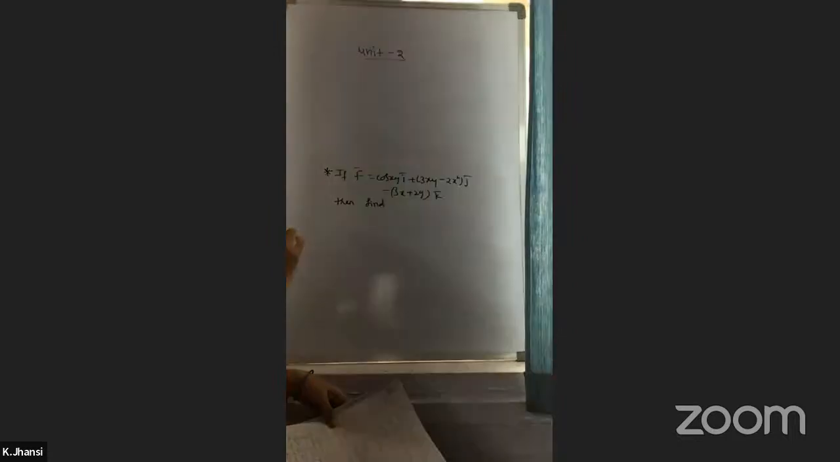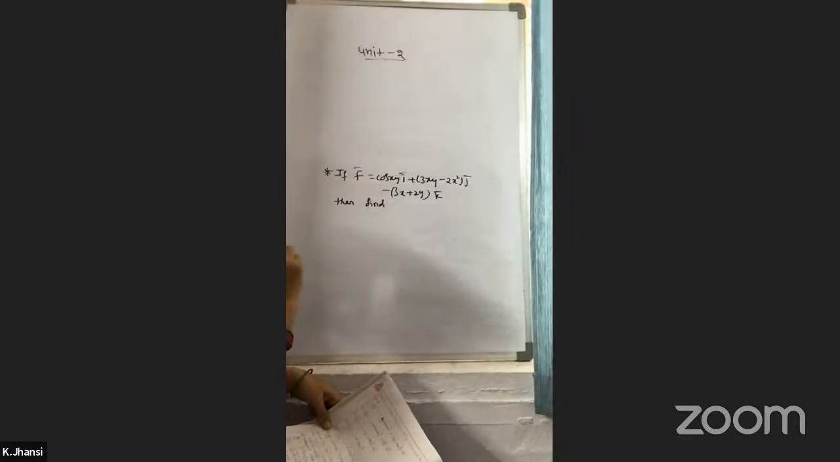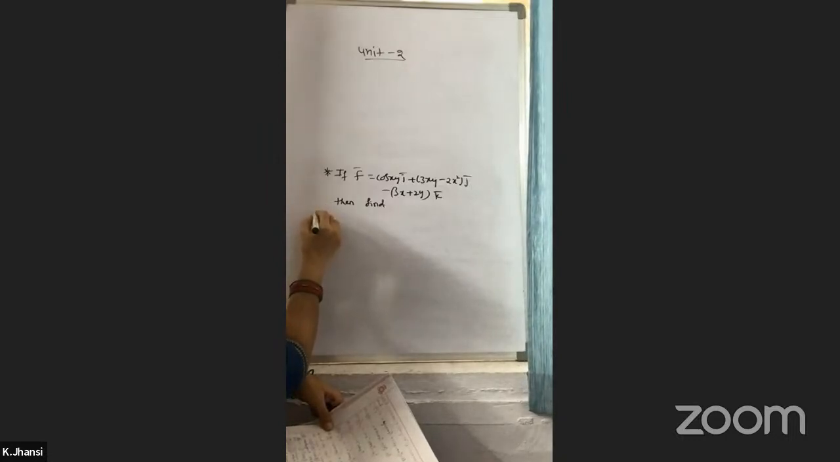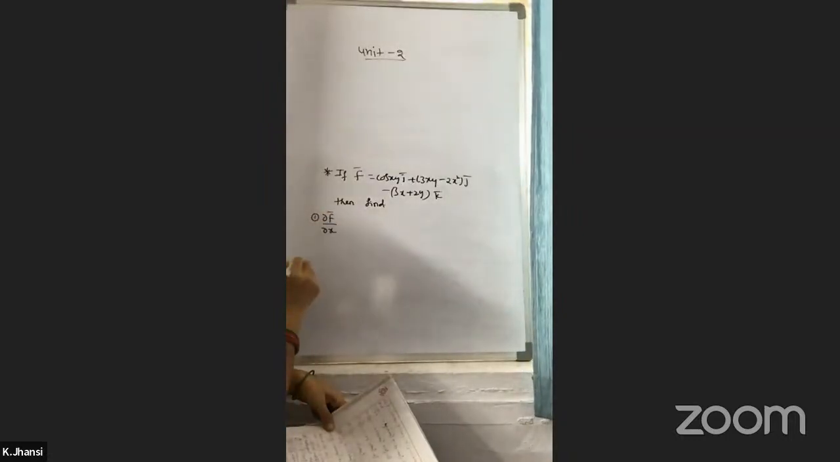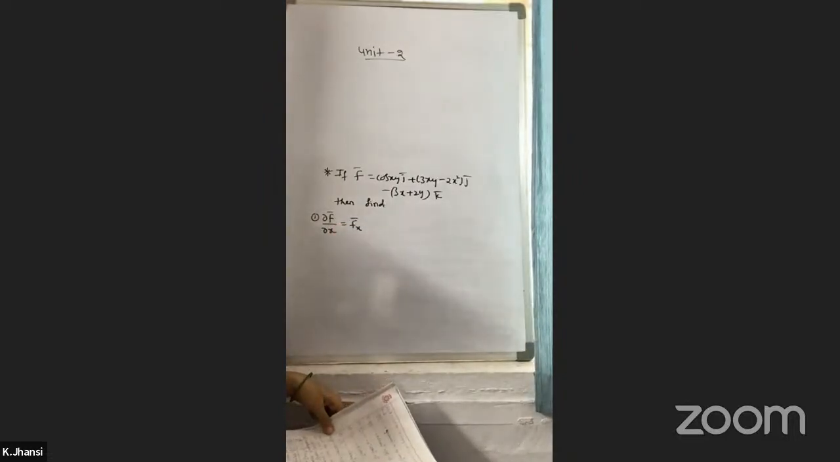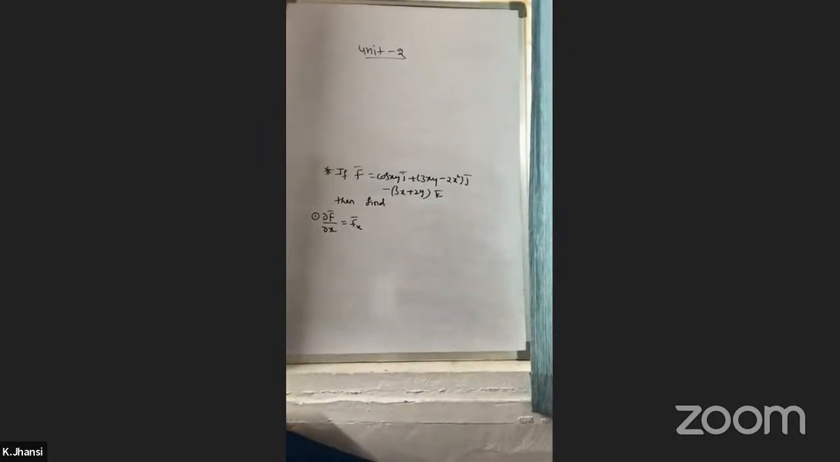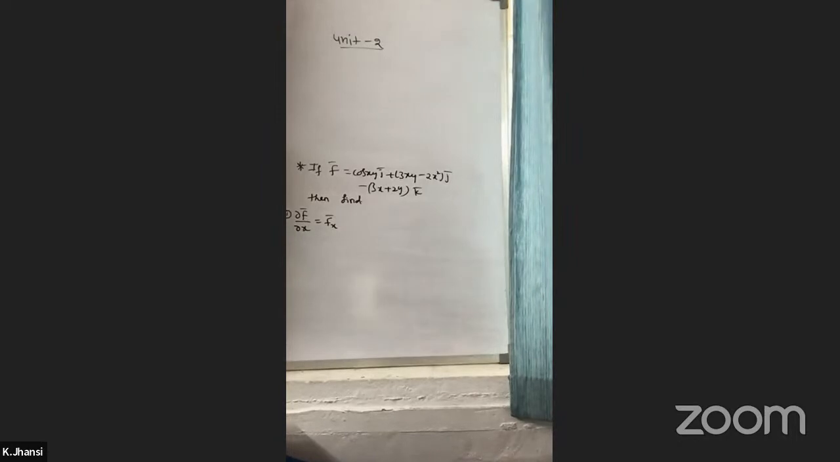here different forms of partial differentiation are given. First one is dou f by dou x. We also write it like this, first order partial differentiation. So it is equals to, and we need to do the partial differentiation.